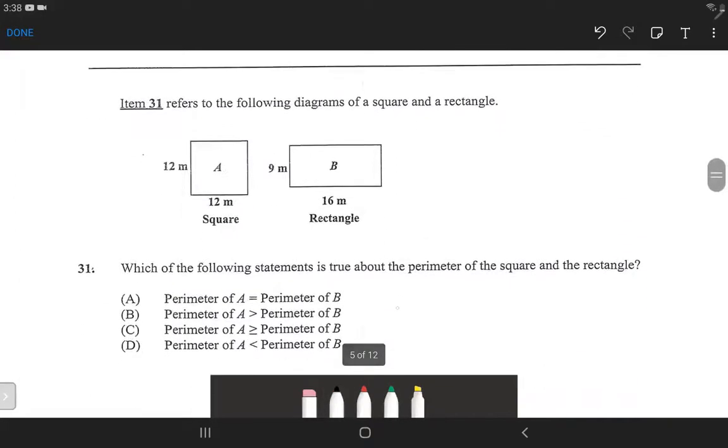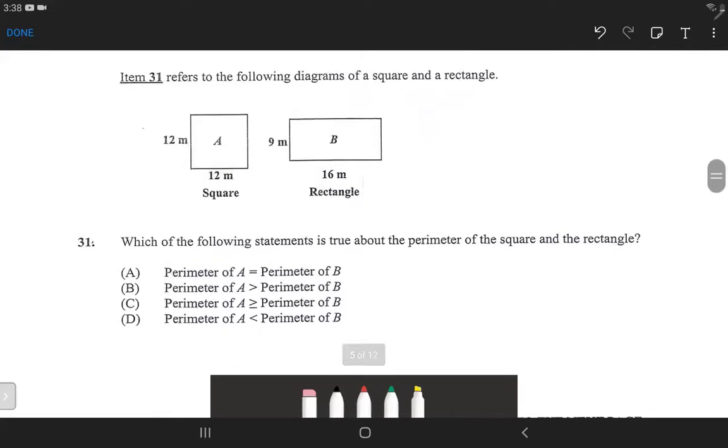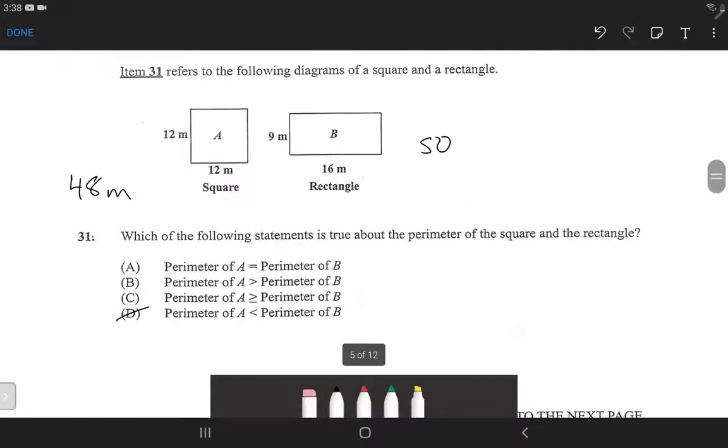All right, so item 31 refers to the following diagrams of a square and a rectangle. Which of the following statements are true about the perimeter of the square and the rectangle? Well, the perimeter of the square is clearly 48 because it's 12 by 4, so that is 48 meters. This one here is 16 plus 9, by 2. 16 plus 9 is 25, by 2 is 50. So clearly the perimeter of the rectangle is bigger than the perimeter of the square, so that is this one. Okay. Don't forget my units.